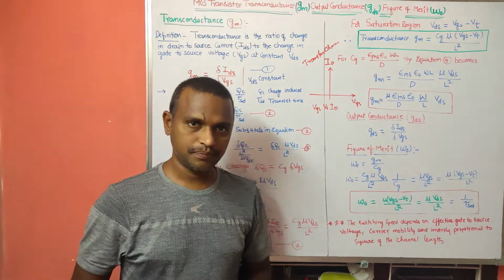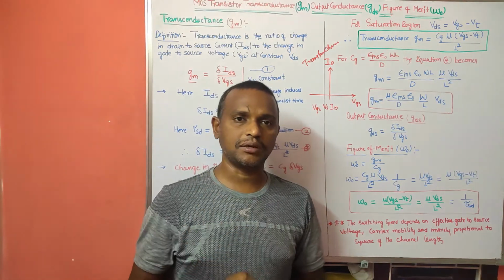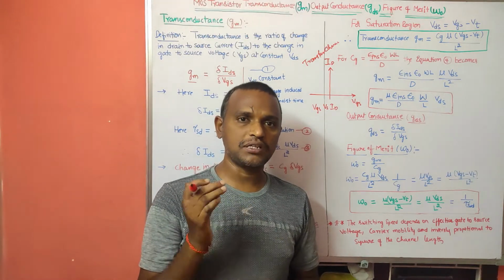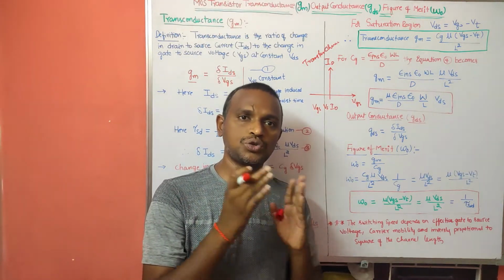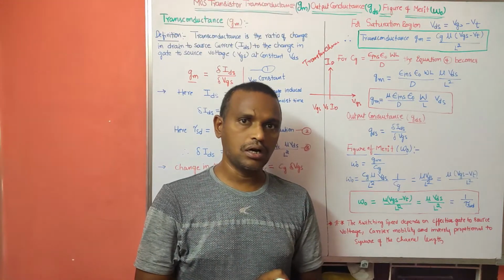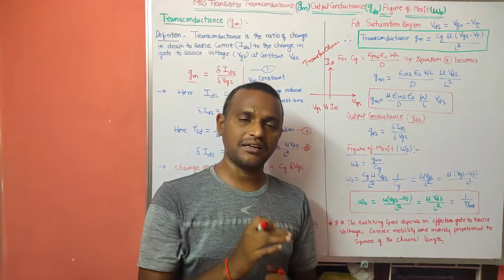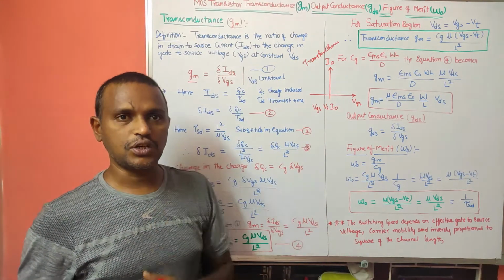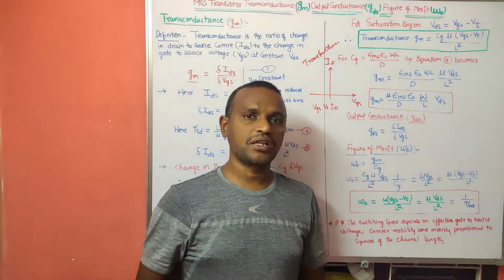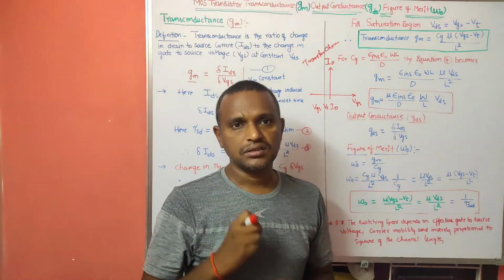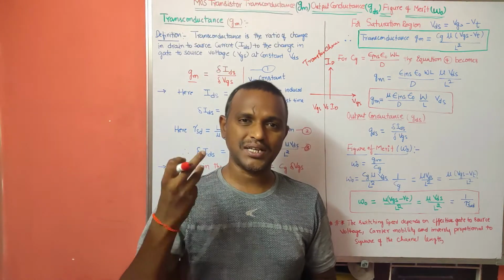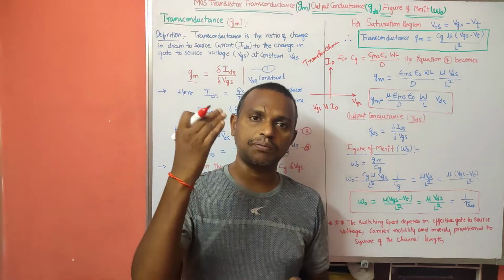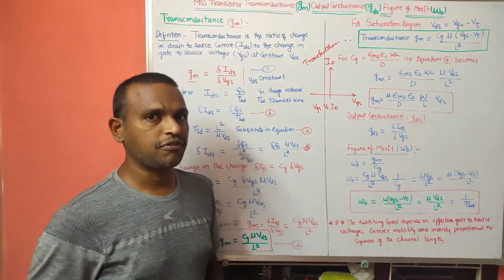So IDS is equal to Qc by tau SD. IDS is nothing but the drain to source current. Here I use IDS because the electrons flow from source to drain. So the drain current direction is from drain to source, that's why it is represented as IDS. If it is an nMOS, we consider the transit time of the electron. If it is a pMOS, it will be the transit time of a hole.